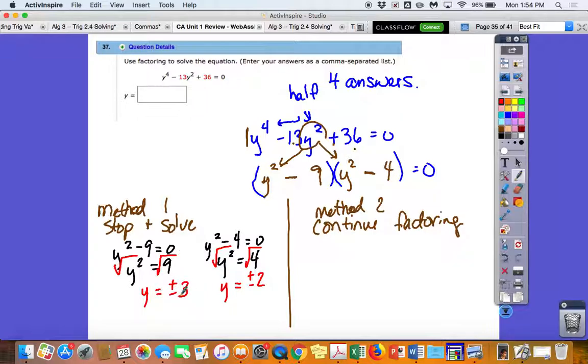So I should have 4 answers. Remember, you've got to have 4. So I've got 1, 2, 3: you've got 3, negative 3, 2, and negative 2. I should have all 4 of these answers in my solution set.